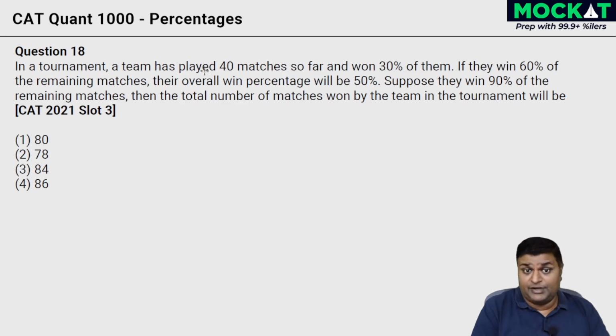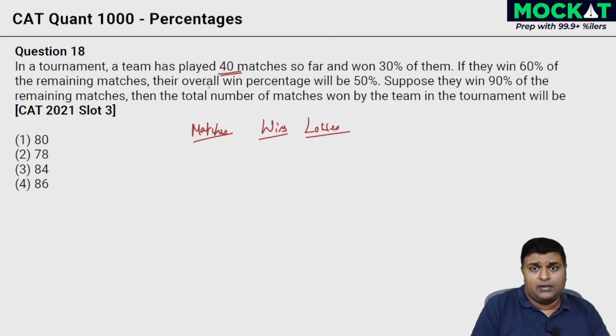On to question 18. In the tournament, a team has played 40 matches so far and won 30% of them. If they win 60% of the remaining matches, okay, some absolute number given over here and some percentage terms, you have matches and wins, and you're going to have, of course, losses. So matches, wins, and losses. You can write that down. Initially, how many matches have been played? 40 matches have been played so far, and they've won 30% of them. 30% of 40, 3 into 4, 12.